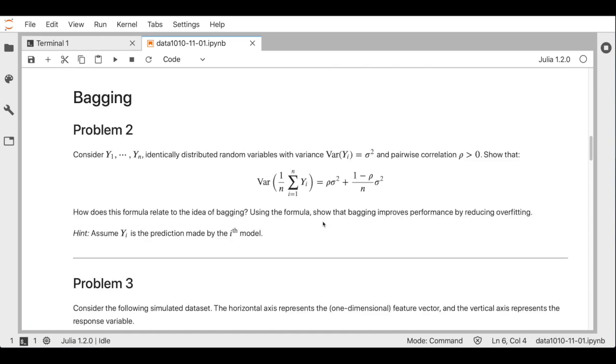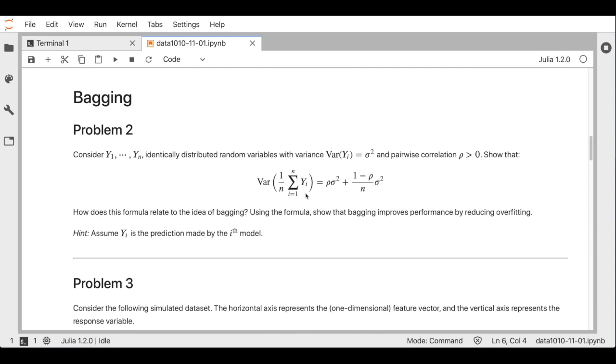So in problem 2, we start thinking about bagging, and the point here is to ask, why does it help to have decorrelated predictions? Why, when you average predictions that are not perfectly correlated with one another, do you get a predictor which is better? And the reason is going to be that the variance goes down. And we can see that with a formal calculation.